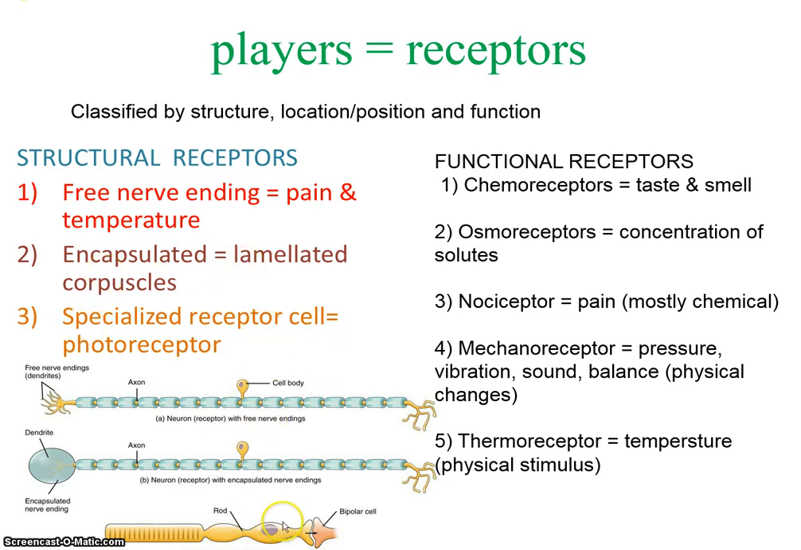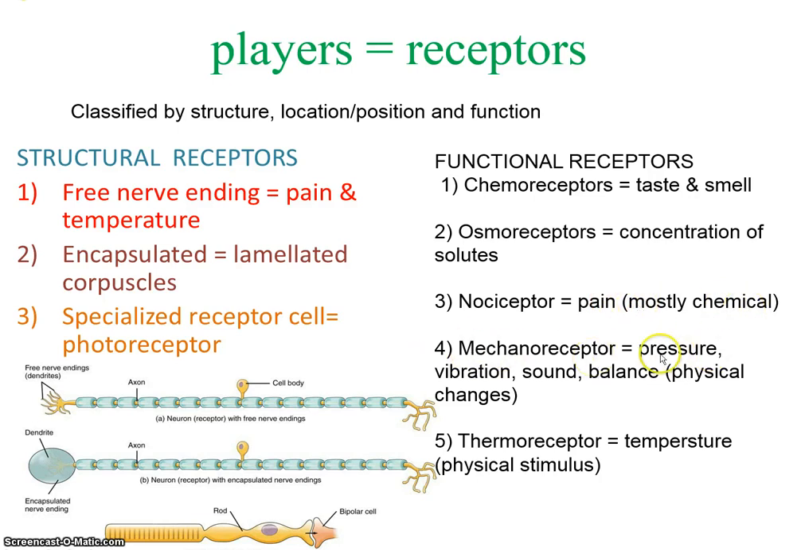So here's our same three again. Functional receptors. So we have chemoreceptors. These are ones that respond to chemical changes, and this is taste and smell. Osmoreceptors are basically responding to a difference in the amount of a molecule, right? So the concentration of solutes. Nociceptors, which is pain, and a lot of them are chemical, but not exclusively chemical. Stretch receptors are what dominate inside the body that result in pain. So a lot of them are chemical, but not all of them, all right?